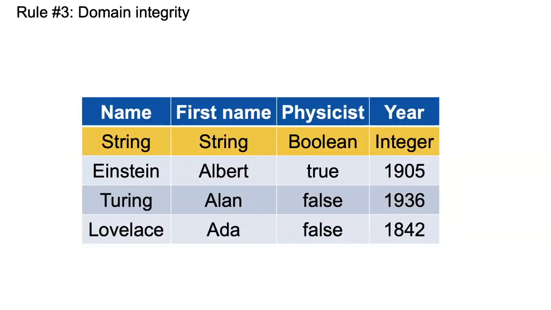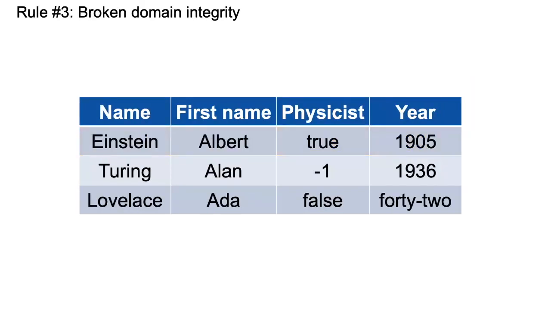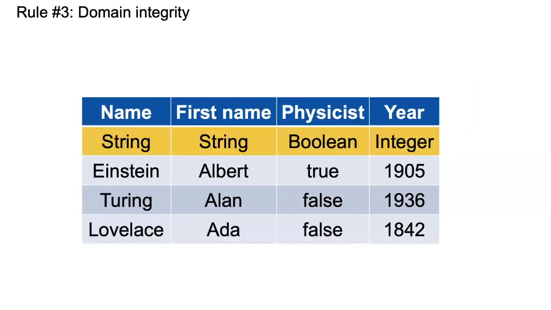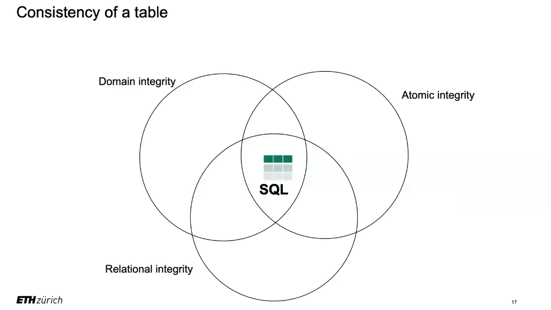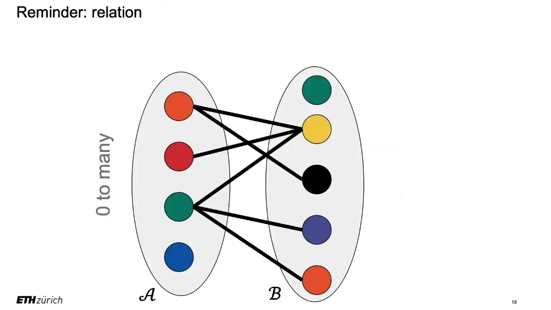And the third one is the domain integrity, where I add my domain values like this. And in that case, we don't have it. I'm not able to add this yellow line in there because, for example, true, -1, false, it's not all the same types.